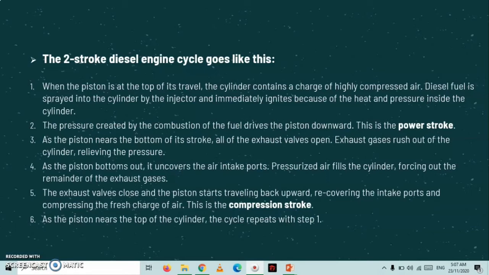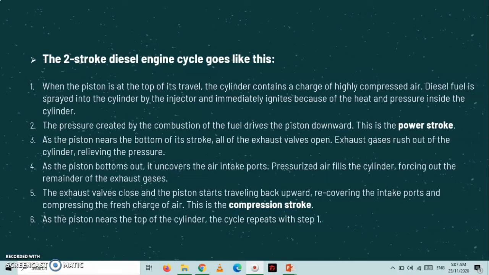Number 3, as the piston nears the bottom of its stroke, all of the exhaust valves are open. Exhaust gas rushes out of the cylinder, relieving the pressure. Number 4, as the piston bottoms out, it uncovers the air intake ports. Pressurized air fills the cylinder, forcing out the remainder of the exhaust gas.